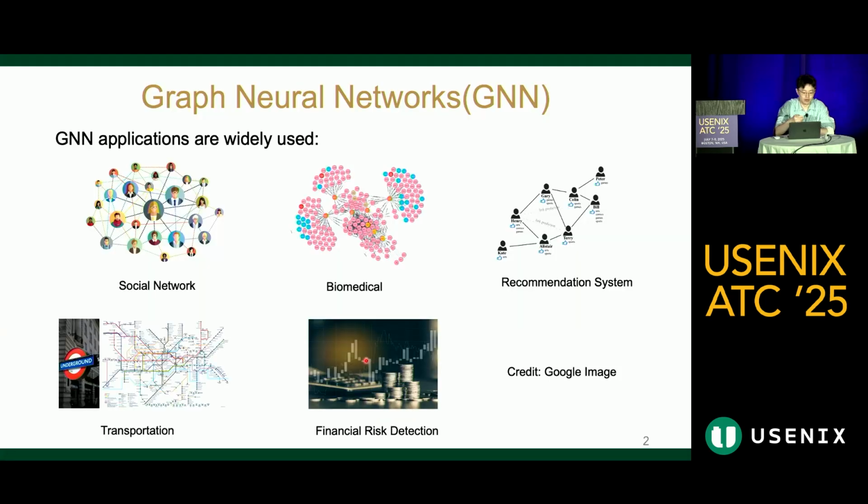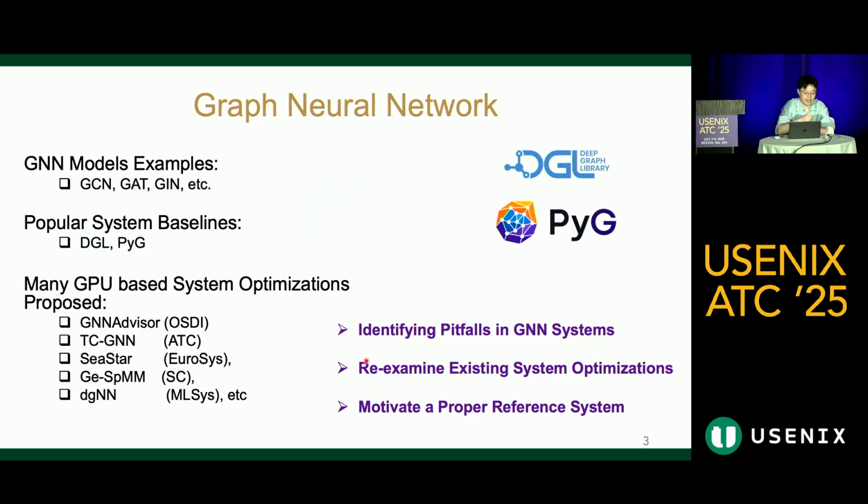As we know, graph neural networks are widely used across different applications, such as social networks, biomedical, etc. Based on that, many GNN models have been proposed, such as GCN, GAT, and GIN. After that, many system-based baselines were proposed, such as the Deep Graph Library from Amazon and PyTorch Geometric, which is built upon PyTorch. After that, many conferences and research works proposed GPU-based system optimizations.